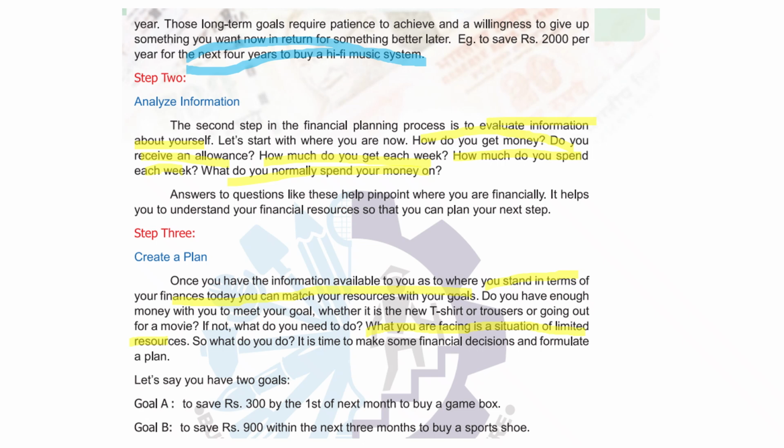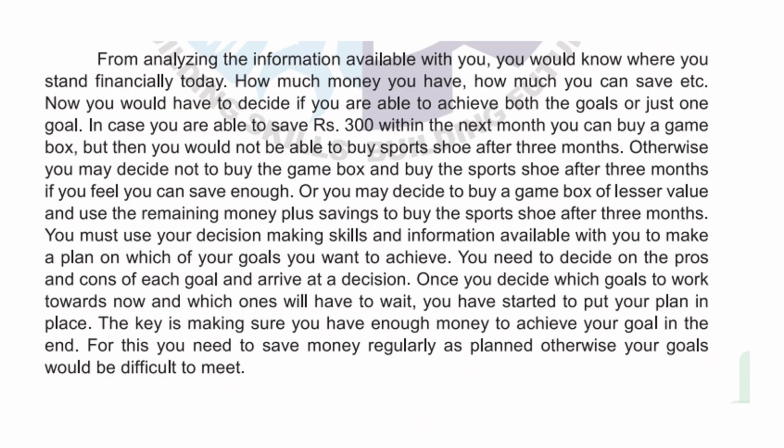Okay, let's say you have two goals. A, to save rupees 300 by the first of next month to buy a game box. B, save 900 within 3 months to buy sport shoes. Then you have to choose between them, कि कौन सा पहले करना चाहिए, which is more important. ठीक है, तो for analyzing the information available with you, you would know where you stand financially today, how much money you have, how much money you can save, etc.